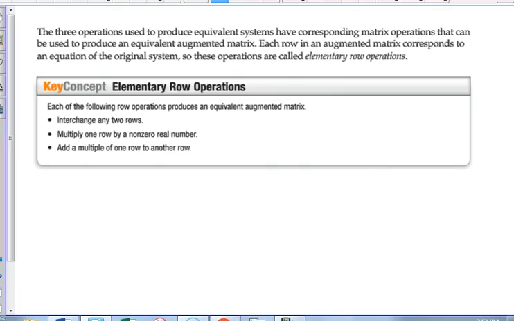I just want you to understand the three things that we're allowed to do. The first is to interchange any two rows. If they're really just equations, does it matter which one we call equation 1, equation 2, equation 3? We could switch the order, right?